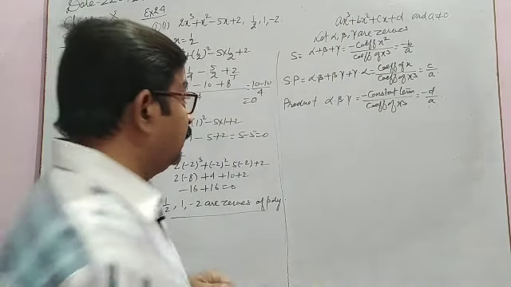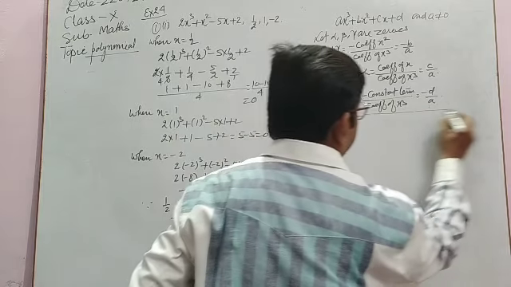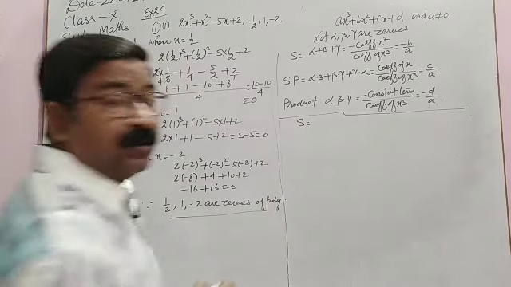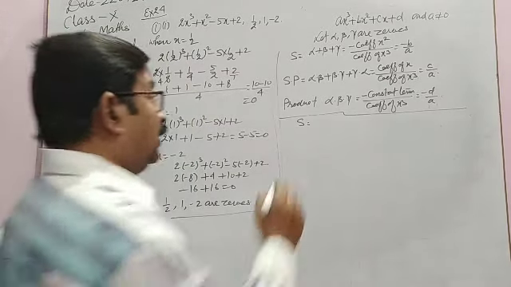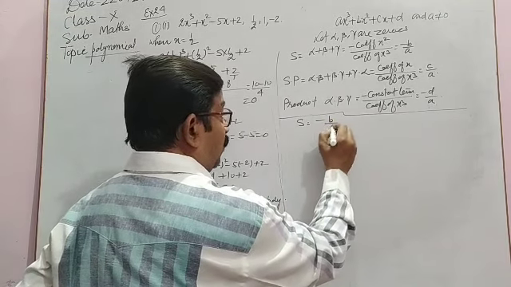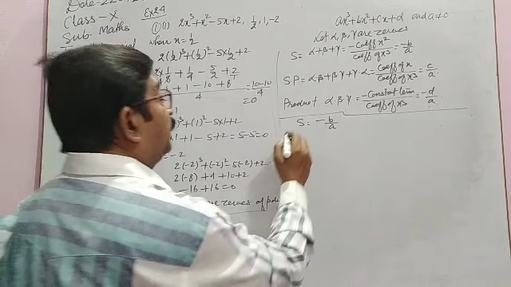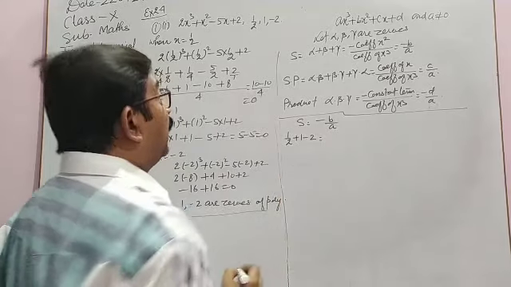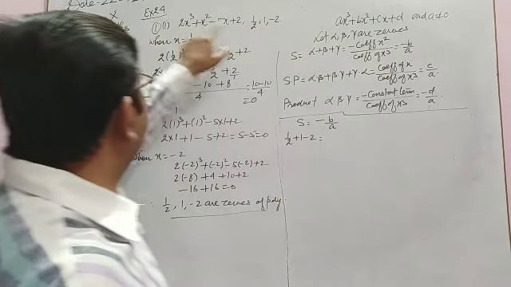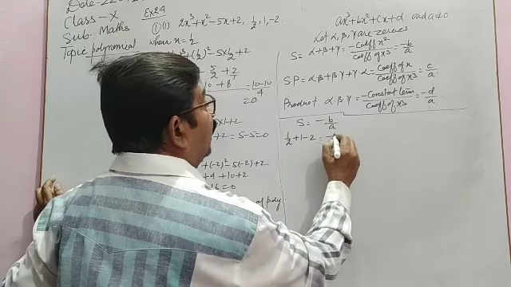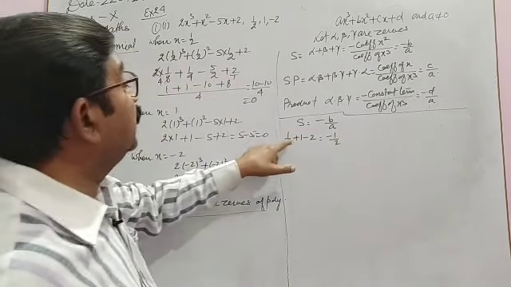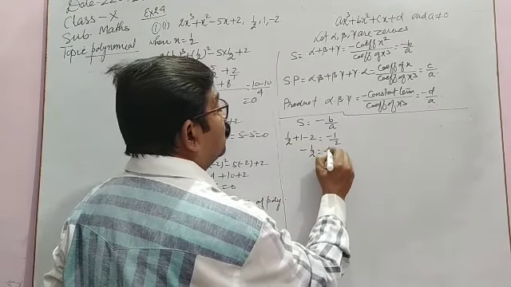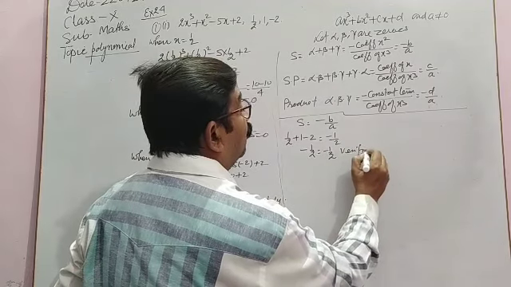So I am verifying here. How to verify? First I am writing S, the sum of zeros, and this is minus b upon a. The zeros are 1 upon 2 plus 1 minus 2, and minus b, the coefficient of x square, is 1, so minus 1 upon 2. On this side, 1 upon 2 plus 1 minus 2 is minus 1 upon 2, equal to minus 1 upon 2. Verified.